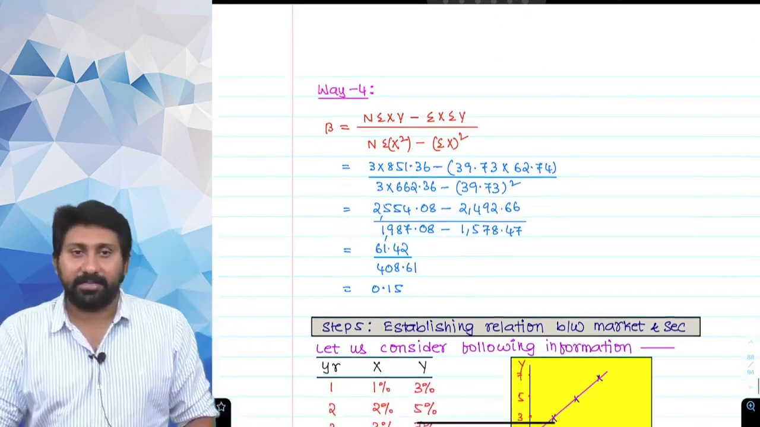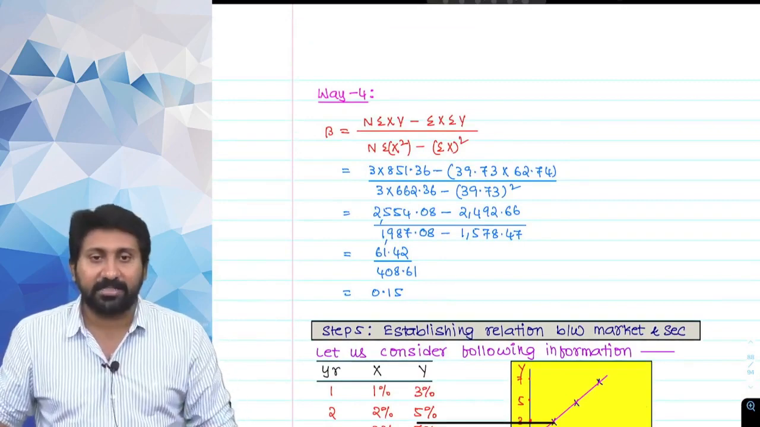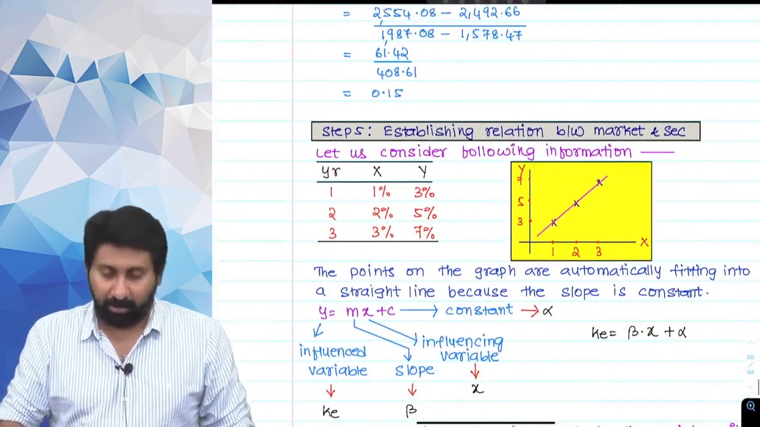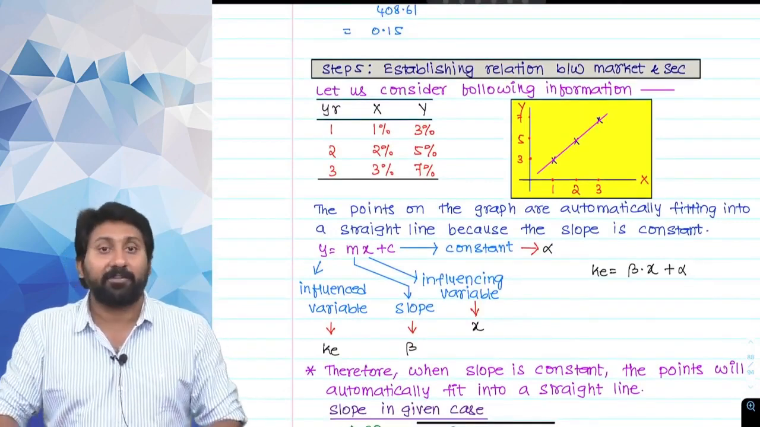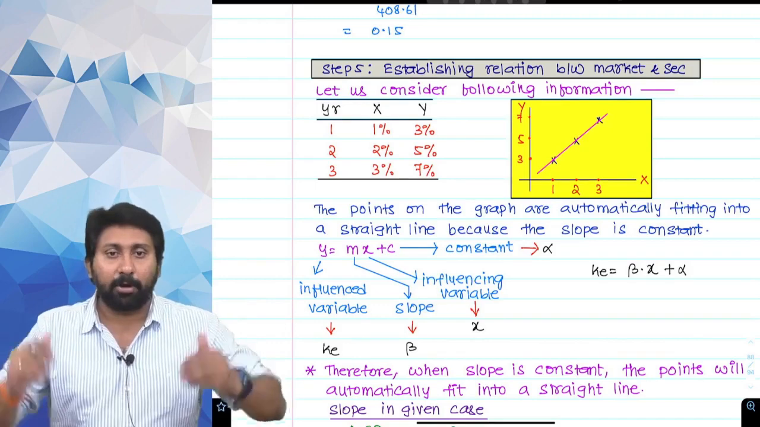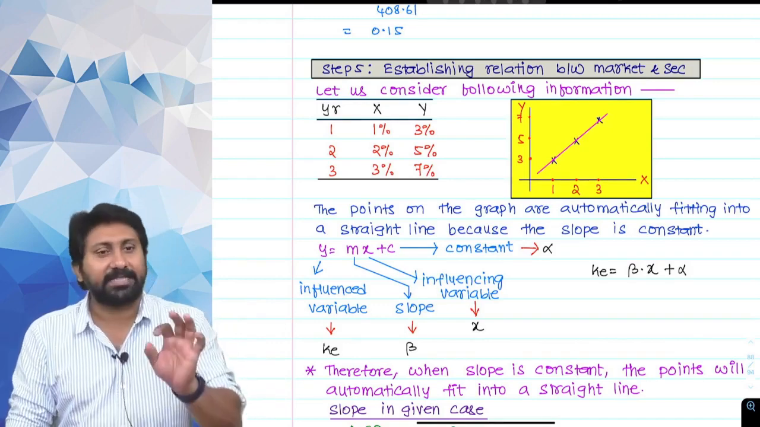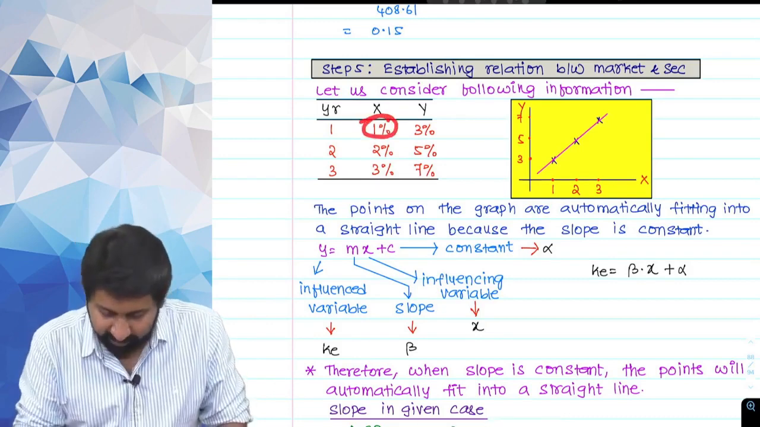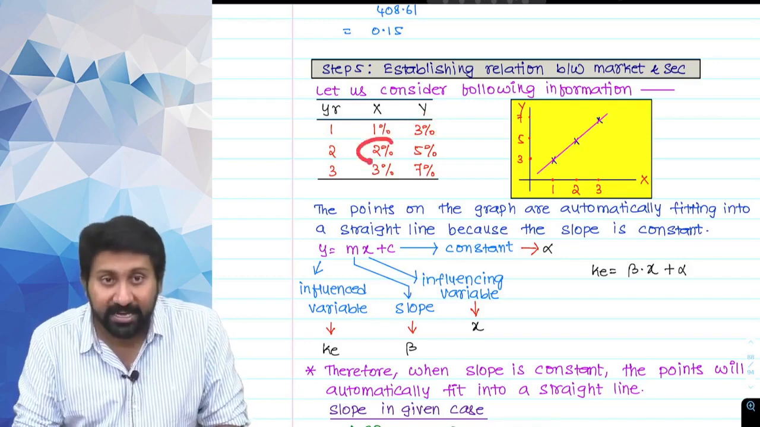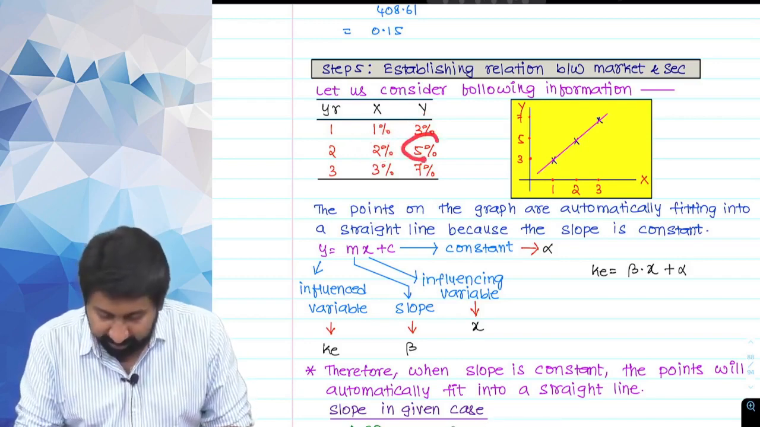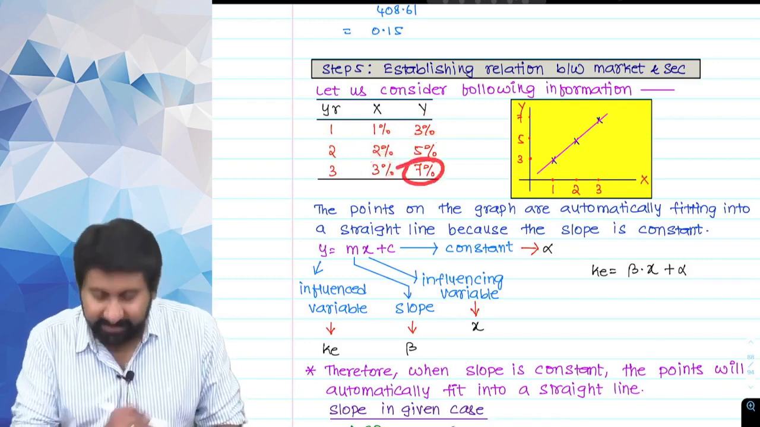The point is that y equals mx plus c is a game changer in the model called Sharpe's single index model. Now, establishing the relation between market and security. I have taken a different example; the problem will start soon. Let us consider the following information: X 1%, Y 3%. Market increased by 2, security increased by 5. Market increased by 3, security increased by 7.